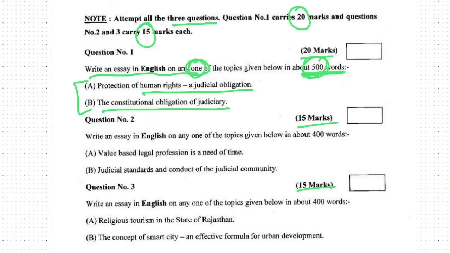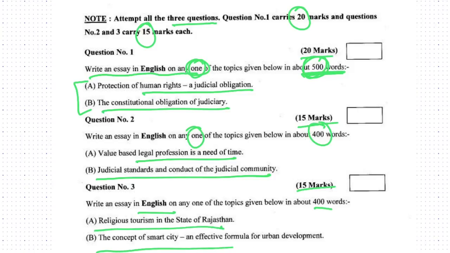And then the next question is write an essay in English on any one of the topics within 400 words. Value-based legal profession is in need of time, and judicial standards and conduct of judicial community. And then the third one is write an essay in English in 400 words on religious tourism in the state of Rajasthan and the concept of smart city.